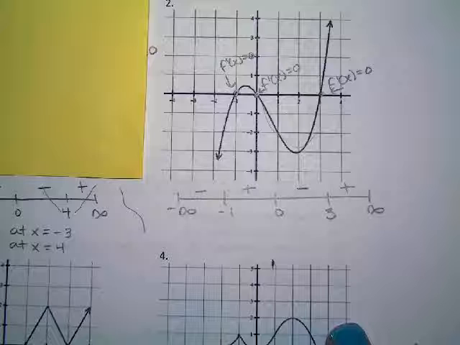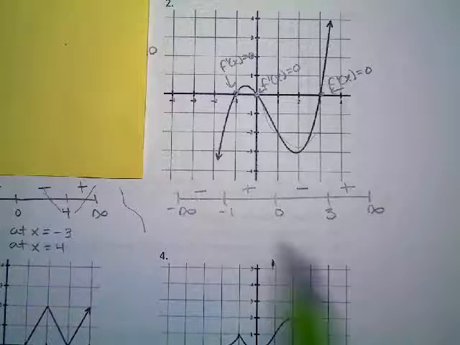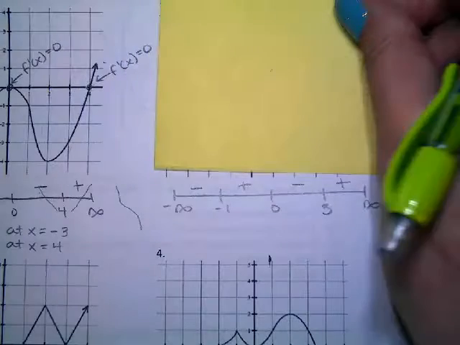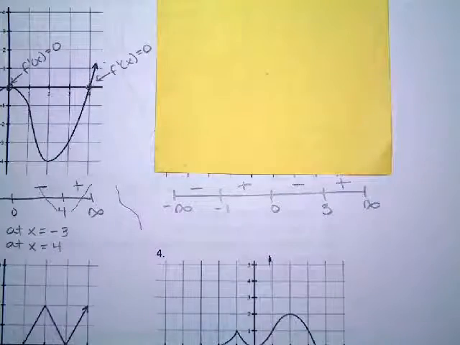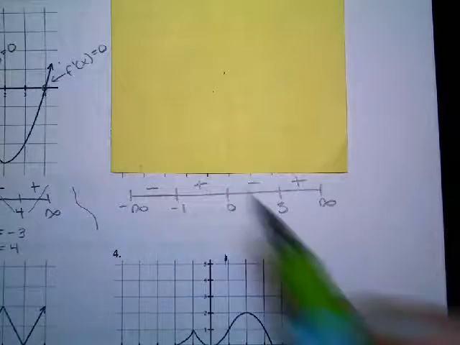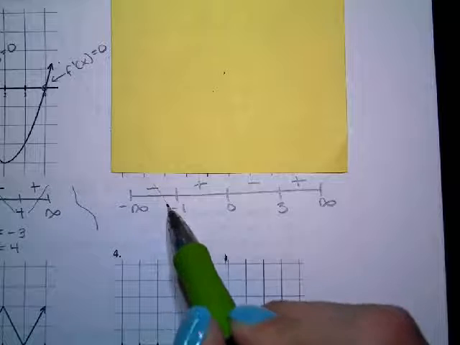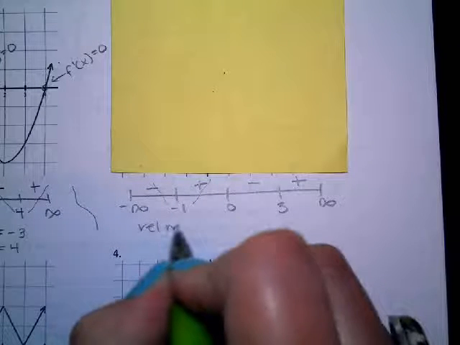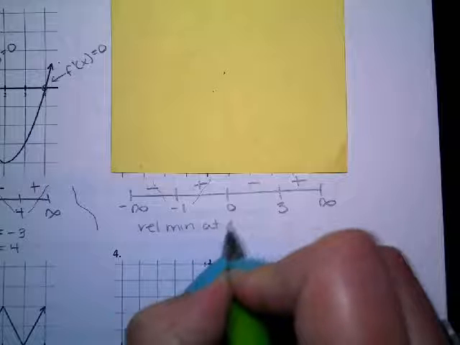So what's happening, so I'm going to throw away the graph now because the graph is not going to help me with my intuition. It's going to mess my brain up. I'm going to throw it away. So what's happening at negative 1? Decrease to increase, so there's a relative min at x equals negative 1.